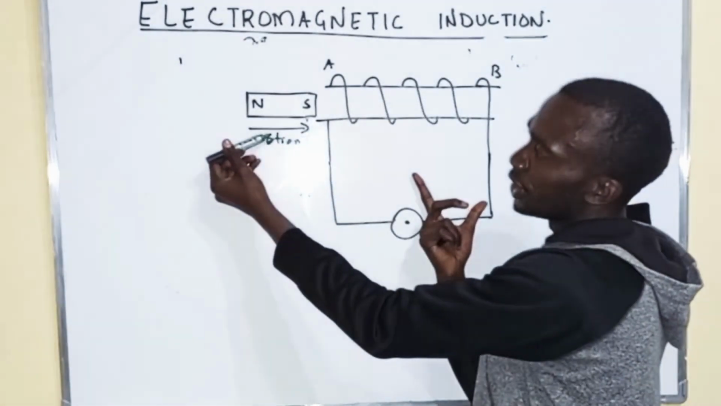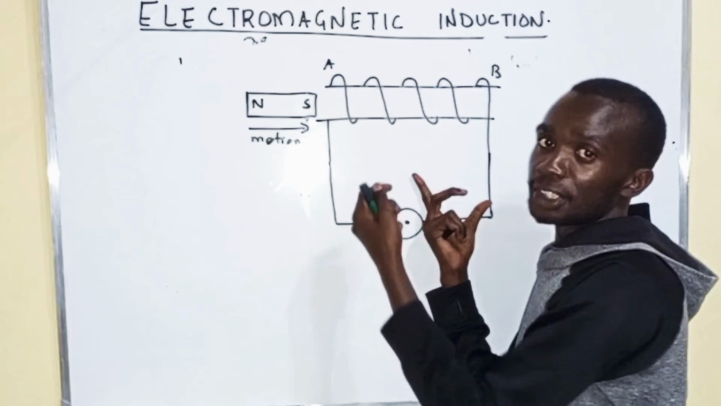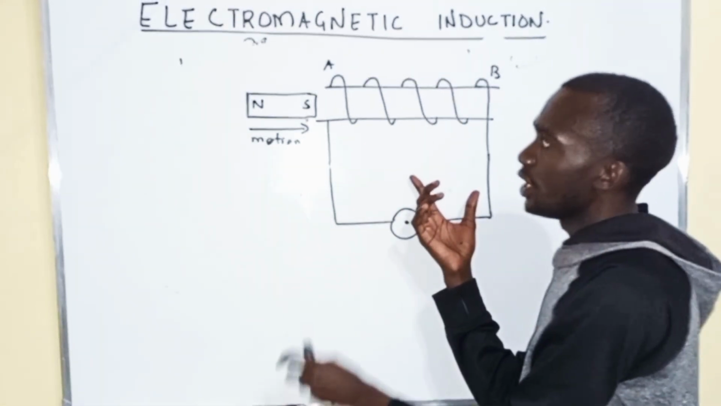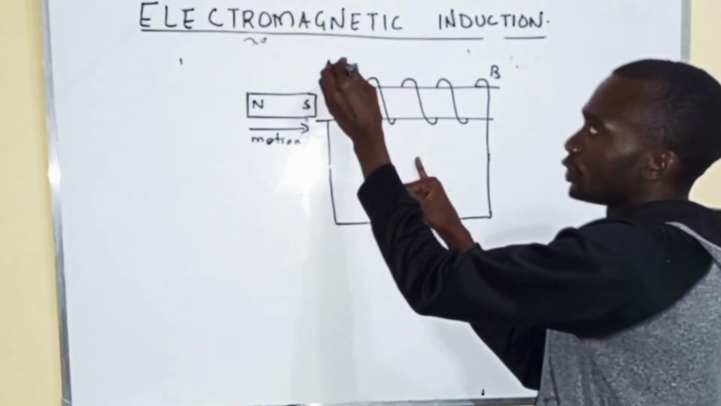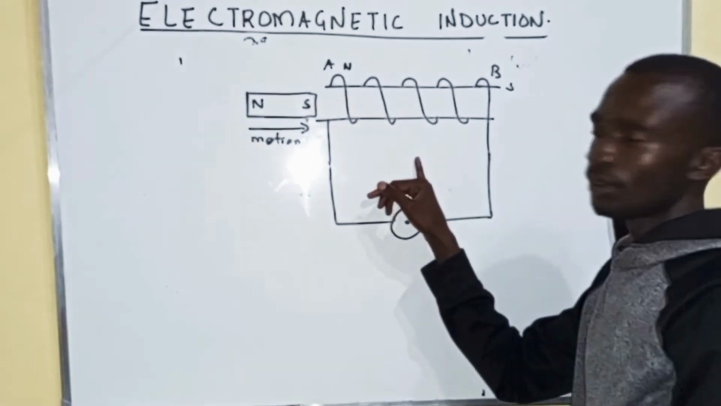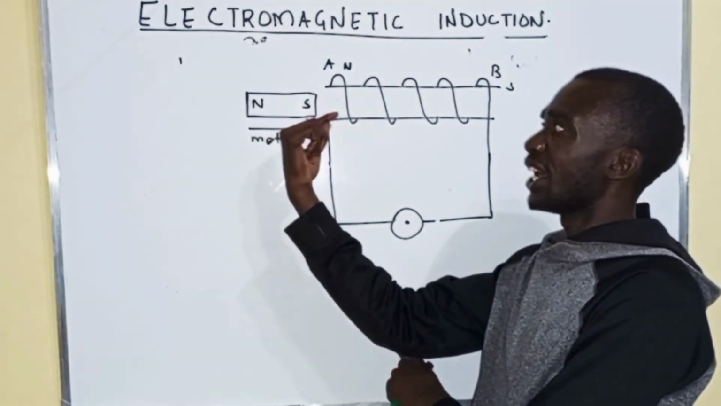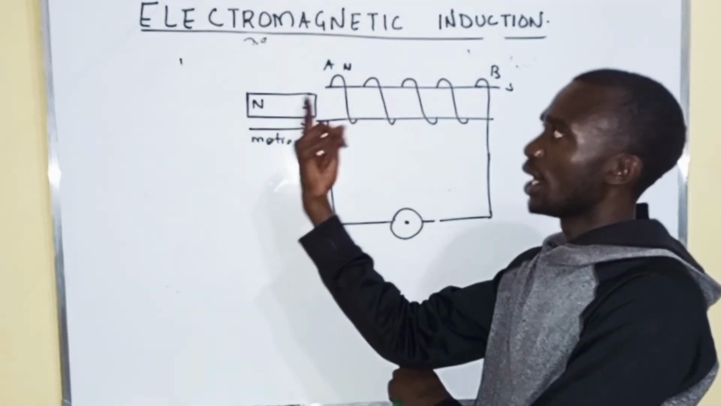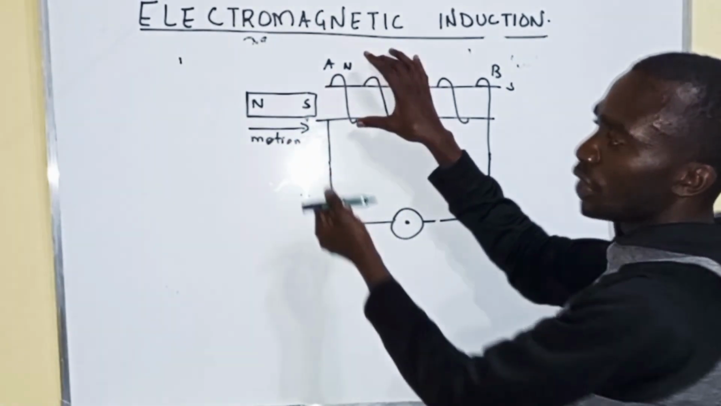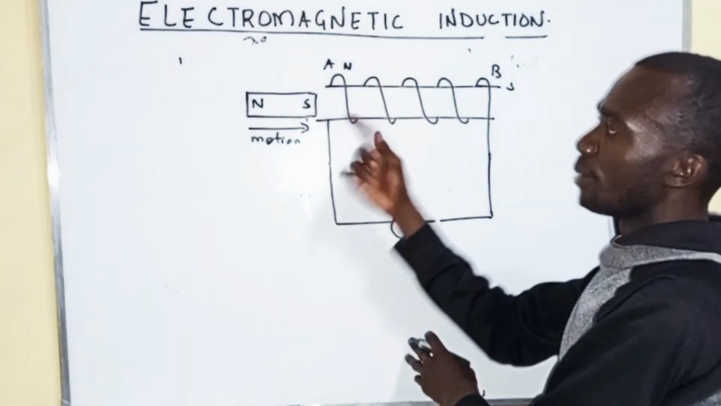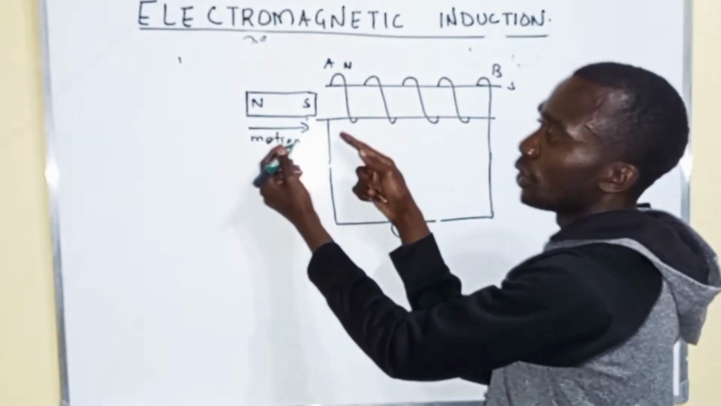Now, the motion of the magnet is going inside the coil. For the current to be induced, the motion must be opposed. If this end of the magnet is North Pole, for example, and this other end is South Pole, then the end entering the coil first is the South Pole, and this one is a North Pole. It means that the motion is not opposed. Remember that the motion must be opposed. The North Pole will automatically attract the South Pole, so the motion is not opposed.